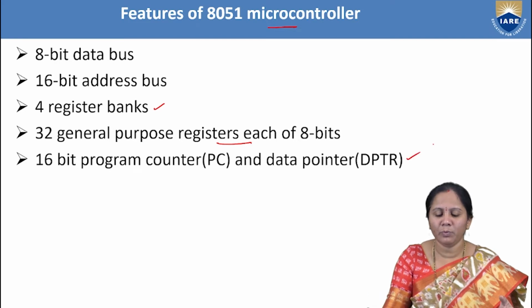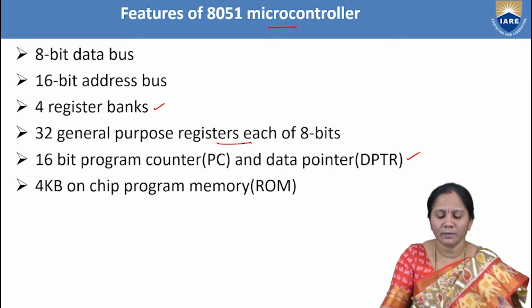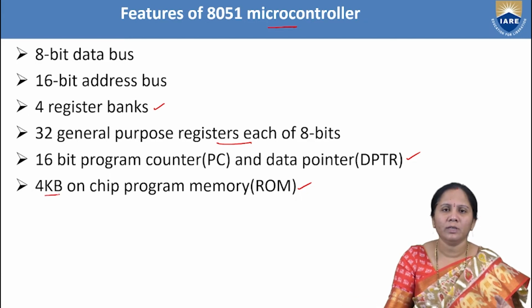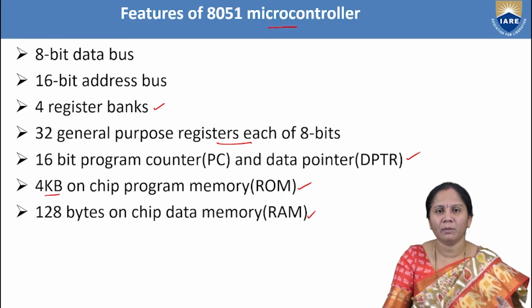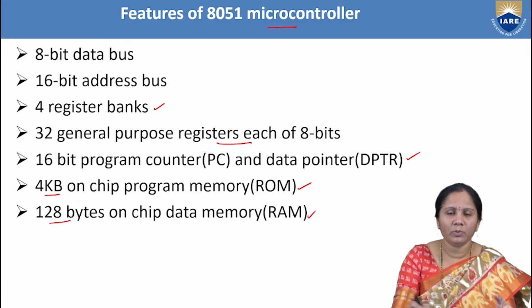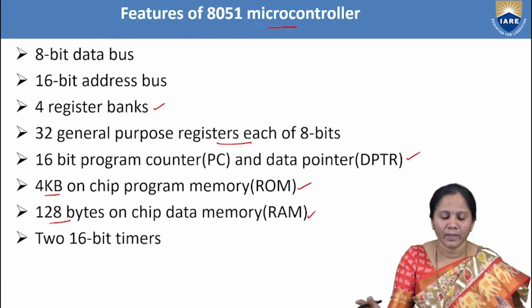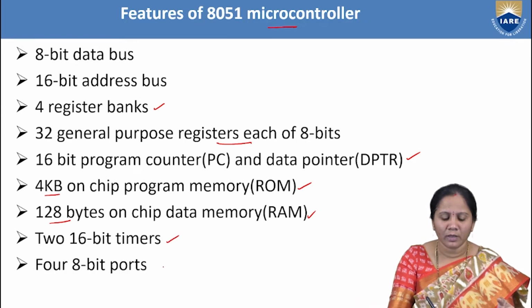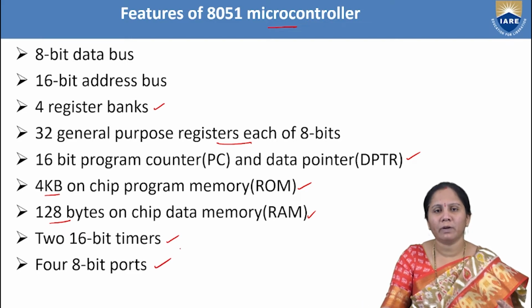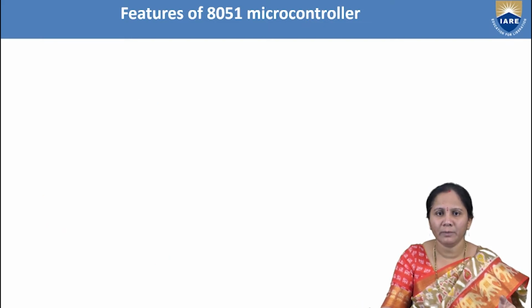And it consists of 2 important registers: program counter and data pointer. Program counter is a 16-bit register and data pointer is also a 16-bit register. Internally it has ROM, which is called program memory, and its size is 4 kilobytes. And internal RAM is available, which is also called data memory, and its size is 128 bytes. And 2 timers are available, each 16-bit in size. And 4 IO ports are available, each port size is 8-bit.